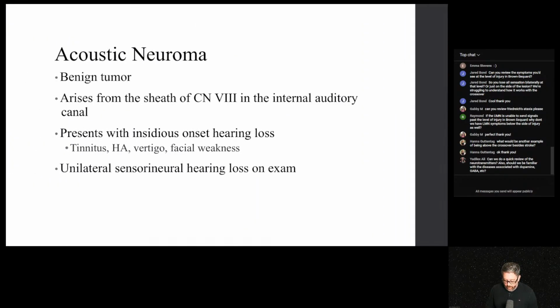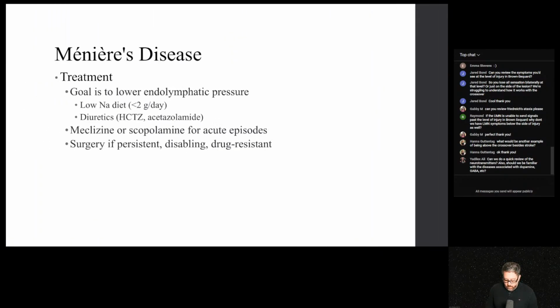Your question before about the treatments. Again, any dizziness, they're always going to have meclizine and scopolamine. No matter what the dizziness is, just give them that medicine because it helps with their symptoms.